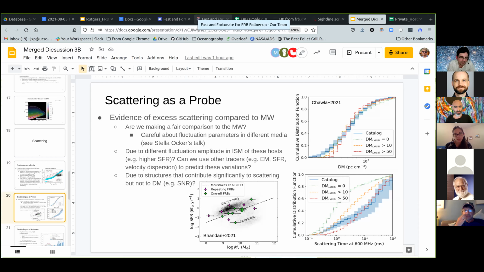So I wanted to talk a little bit more about scattering, particularly for looking at the host galaxies. And in this case, like Pat says, we might have scattering from some structures or something weird going on in these host galaxies, in addition to what we expect from turbulence in the ISM of the galaxies.